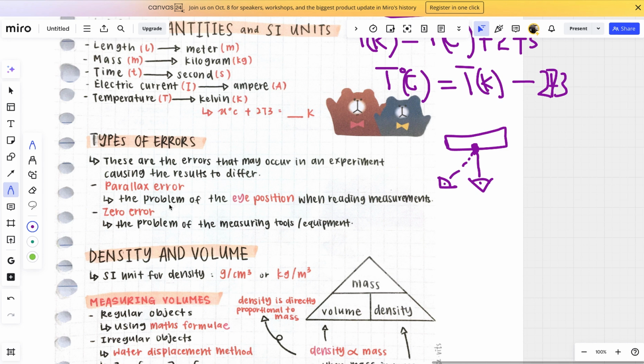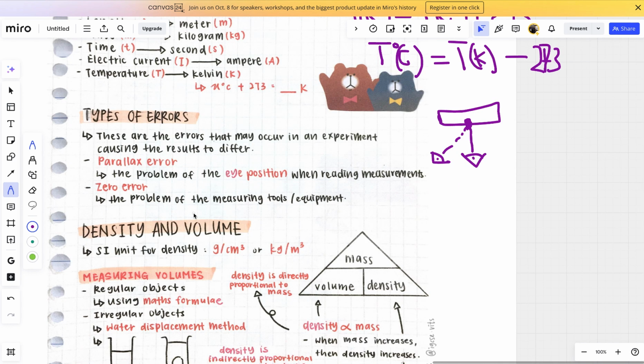Then the second type of error you have in an experiment is called the zero error. This is the problem of the measuring tools. These are not your problem, these are the measurement instrument, the equipment you're using to carry out your measurement. If it causes the error, you call it a zero error.